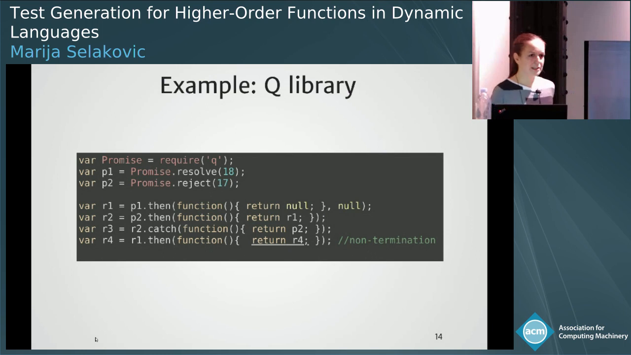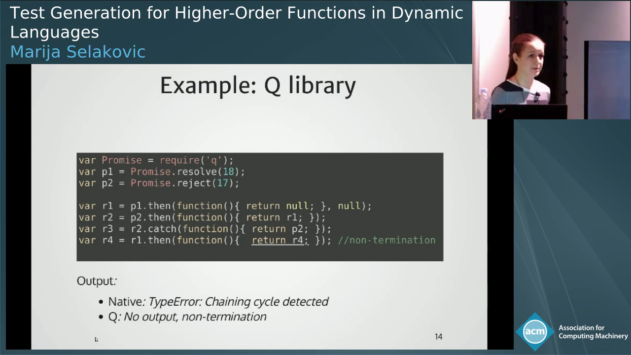The key point here is the last method call. In this last method call, the callback we generate returns a variable that should be used to assign the result of the method call. So what it does is create a circular promise dependency, and the native implementation just aborts this execution. It throws a type error. It says, okay, the chaining cycle is detected.